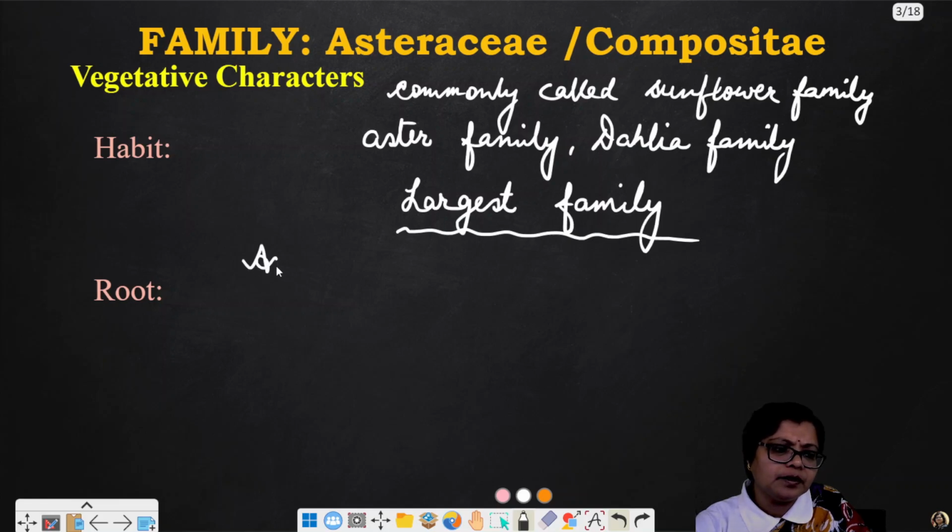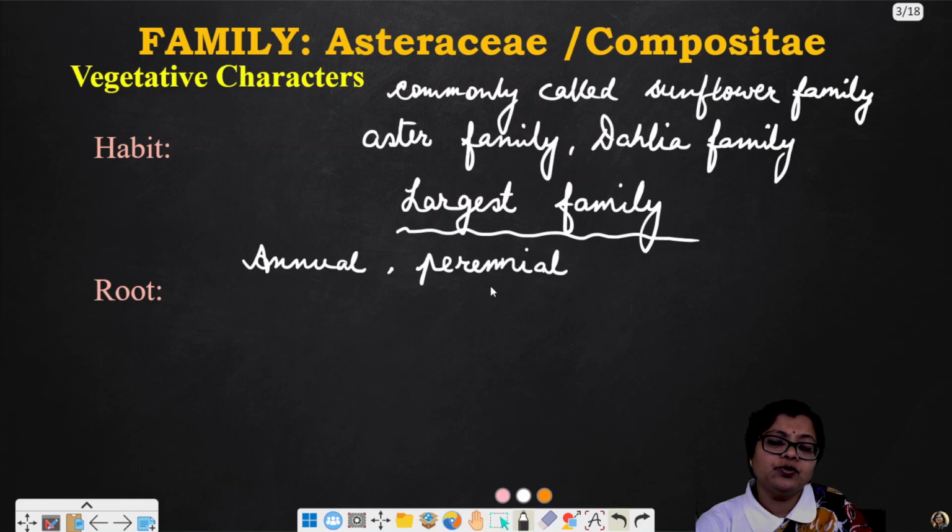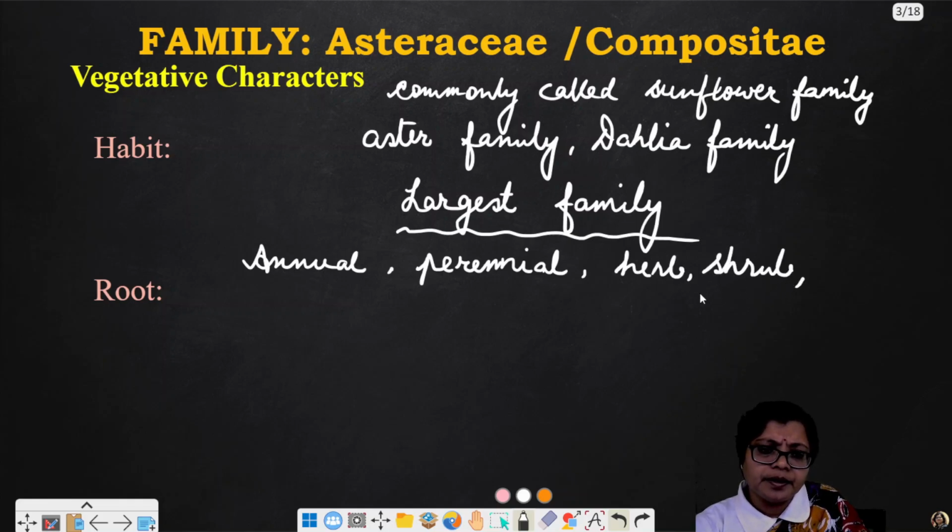Habit: annual, that is, the members of this family complete their life cycle within 1 year. Sometimes perennial, which means it needs more than 2 years to complete its life cycle. Mainly herb, sometimes shrub, rarely climbers.